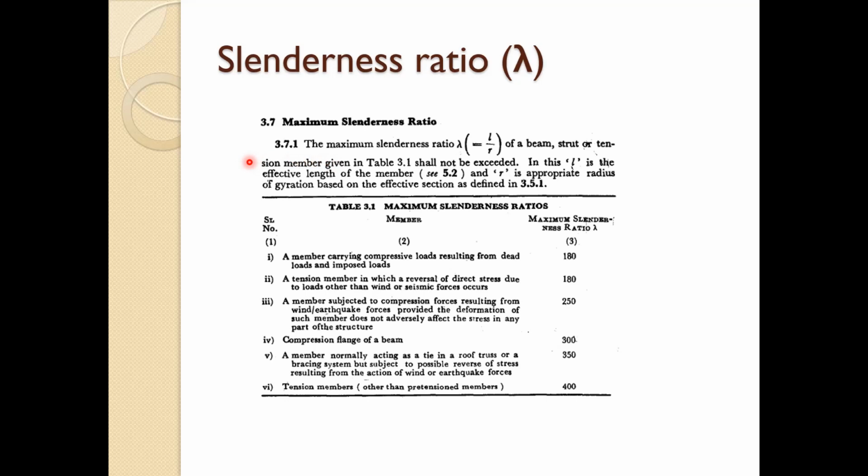What it says is, the maximum slenderness ratio of the beam, strut or tension member, which is given in this table, that is 3.1, shall not exceed the limit. In this, L is the effective length of the member which is shown in 5.2, and r is the appropriate radius of gyration of the effective section. So we have three types of tension member over here.